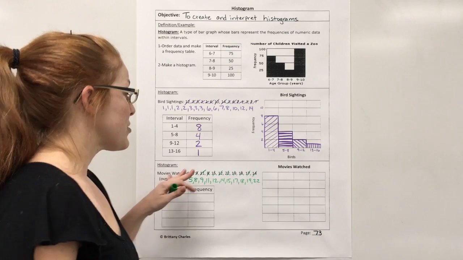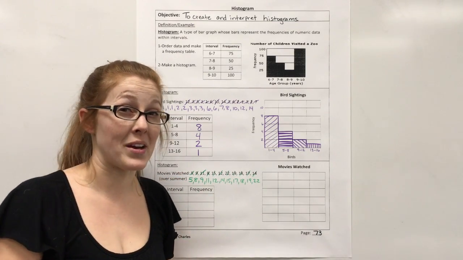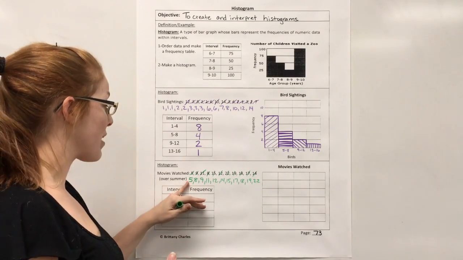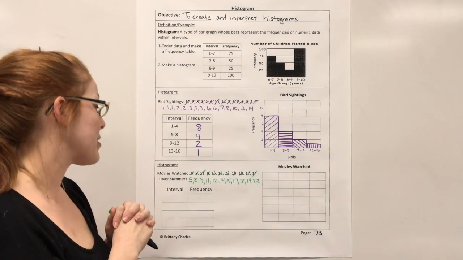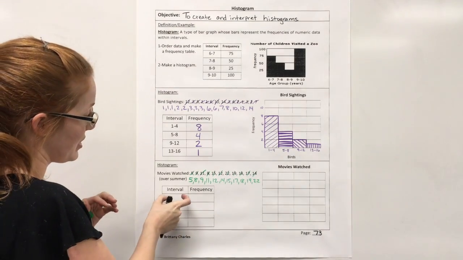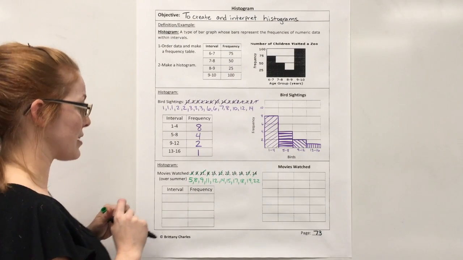Okay, good. So now that the intervals are not already determined, I need to figure out what would be the best interval. So I first look and see what I am starting with. I'm starting with 5, and I'm ending all the way at 22. So let's see. I could maybe count in groups of 5: 5 to 10, 10 to 15, 15 to 20. Yeah, that seems like that would work.